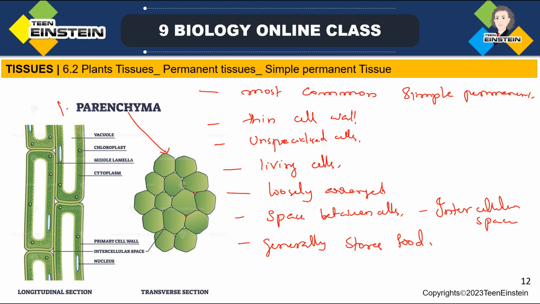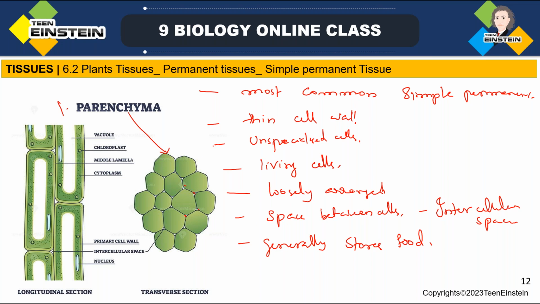And here, just remember this diagram. With the help of the diagram, you need to write. Okay, so thin cell wall they have. It's not thick. Generally thin cell wall you can see, and they are unspecialized cells. They are living cells, and they are very loosely arranged. Because it's loosely arranged, you can see space between the cells, which is called intercellular space. And generally these parenchyma cells store food.